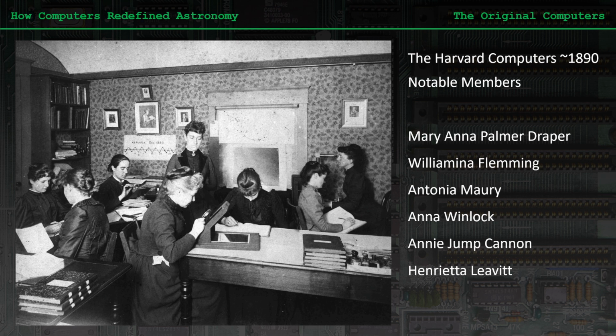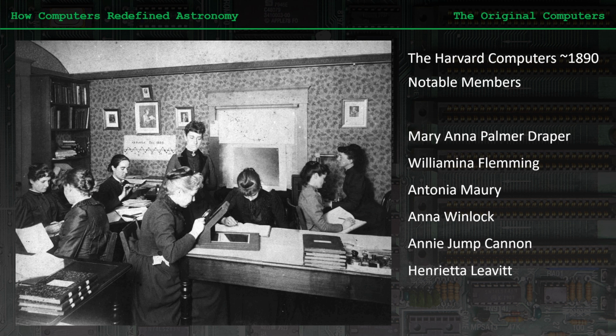Antonia Maury discovered that the star Mizar was actually a binary system of 2 stars, leading to a redesigned star catalog that was adopted by the International Astronomical Union. Anna Winlock rescued a decade's worth of her father's unfinished work after his passing, providing substantial contributions to a catalog of over 100,000 stars. Annie Jump Cannon was responsible for the Harvard classification scheme, which should really be called the Cannon classification scheme because she did most of the work on it. This is the basis for how we identify stars today.